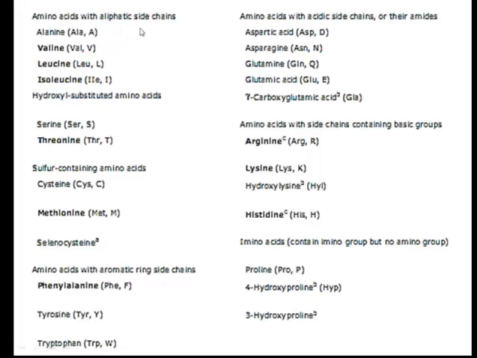Here we have amino acids with aliphatic side chains like alanine, valine, leucine, and we have sulfur containing amino acids like cysteine. We have hydroxyl substituted amino acids like serine. We have amino acids with aromatic ring side chains like phenylalanine, and so on.